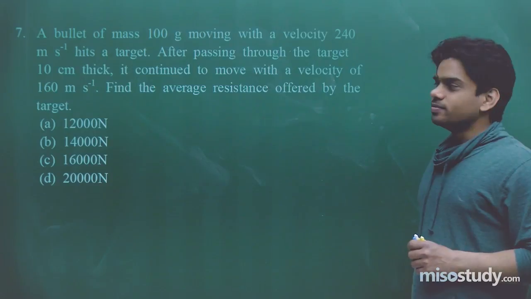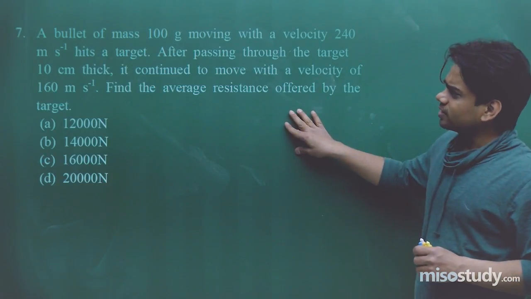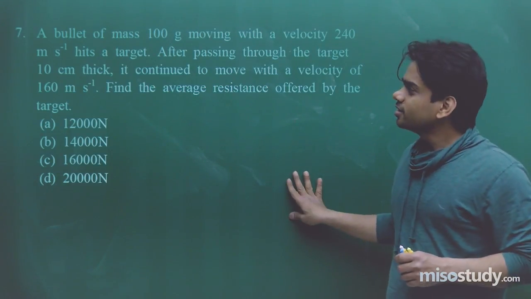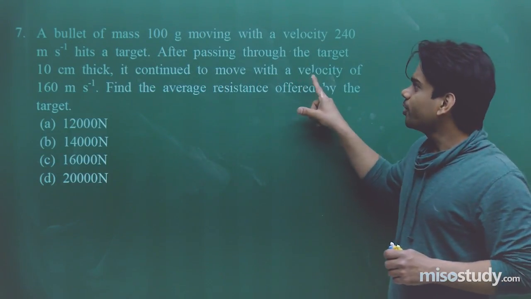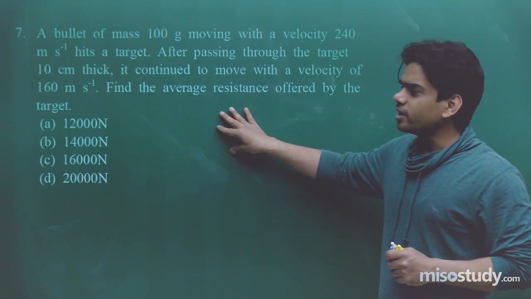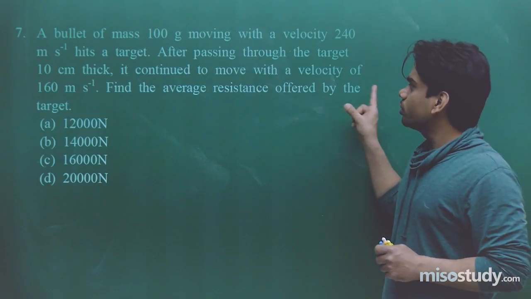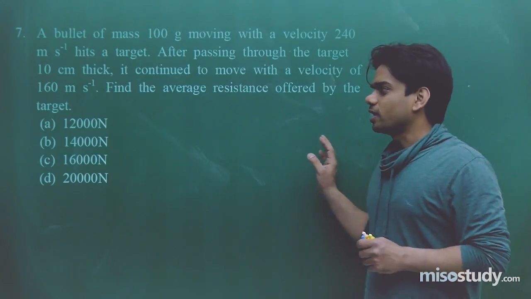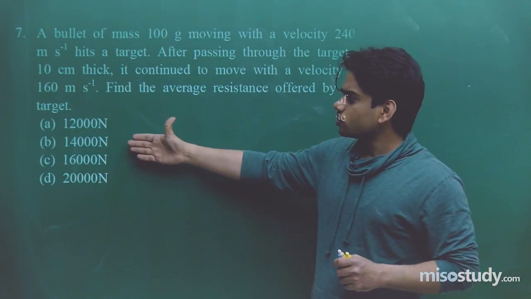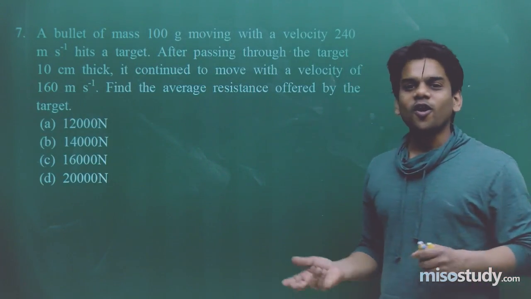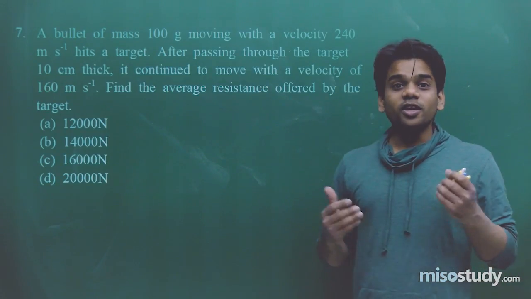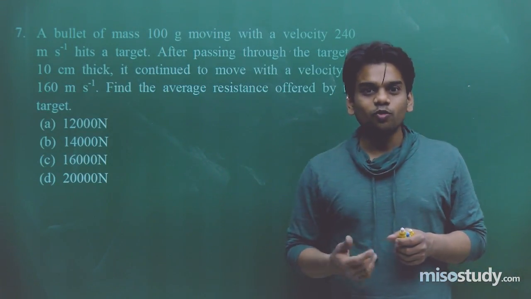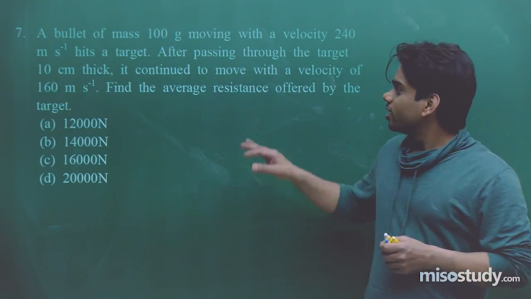Question number 7. A bullet of mass 100 gram moving with a velocity 240 meter per second hits a target. After passing through the target 10 centimeter thick, it continued to move with a velocity of 160 meter per second. Find the average resistance offered by the target. A 12,000, B 14,000, C 16,000, D 20,000, all in newtons. We know that change in kinetic energy will be equal to the work done by the resistive force.